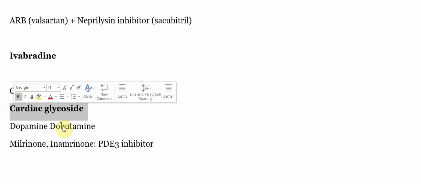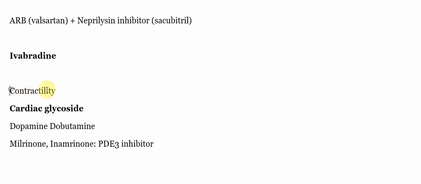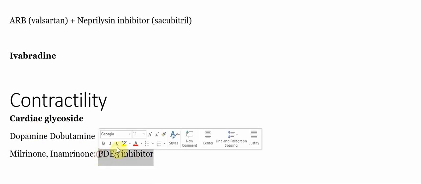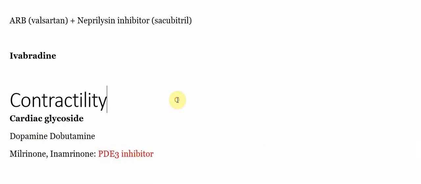So these are basically increasing the contractility, but each of these has different mechanisms of action. This one basically has an effect on the sodium potassium pump, this has an effect on the beta receptors, and this has an effect on PDE3. Ivabradine is something that decreases the heart rate.